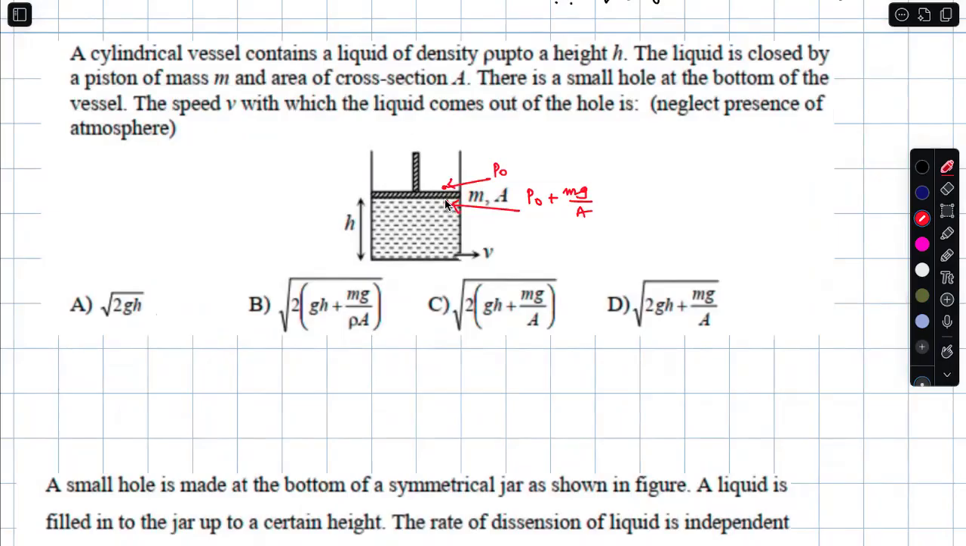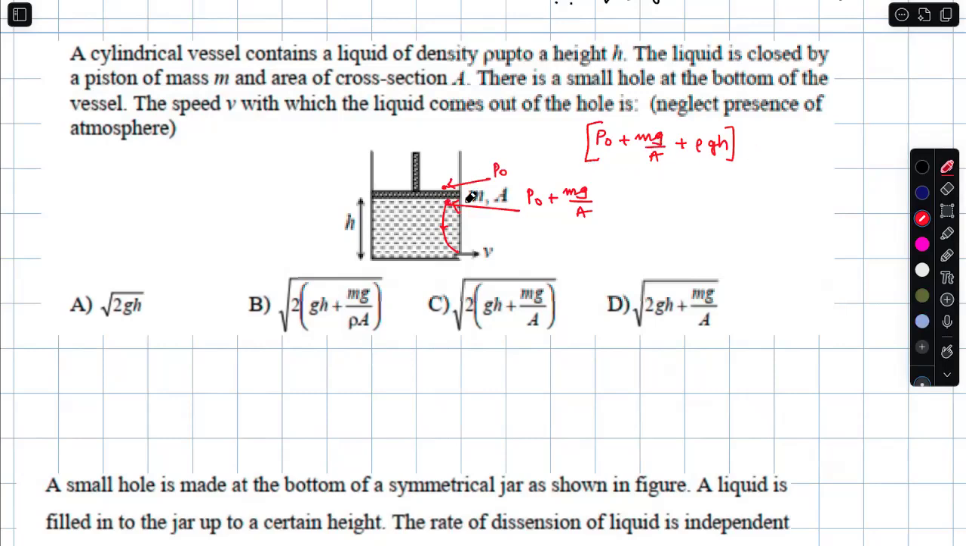Now, please try to understand. Rest everything is the same. This is how your fluid element travels. So, apply Bernoulli's equation. P naught plus mg by A plus rho gh. Not mgh, rho gh. Why rho gh? We are taking total energy per unit volume.